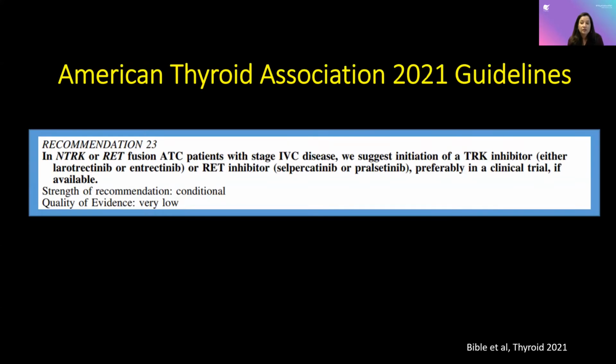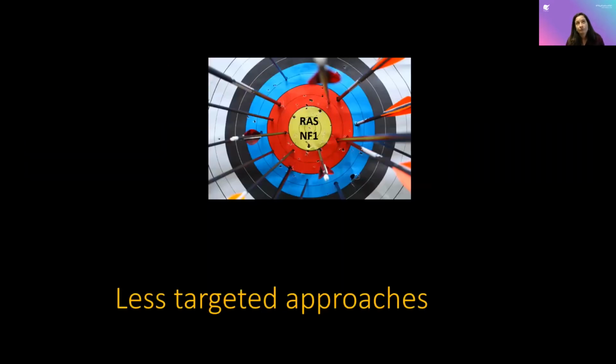However, in the ATA guidelines, it does say that if there's an NTRK or RET fusion in patients with stage 4, stage 4C disease, they recommend a selective inhibitor for those patients, but preferably on a clinical trial. Because if we don't put patients on trials, we're never going to really know if these things work, and it's impossible then to go to the FDA and ask for an approval of a drug for that. So, I have my opinion about those that I'll talk about in a minute.